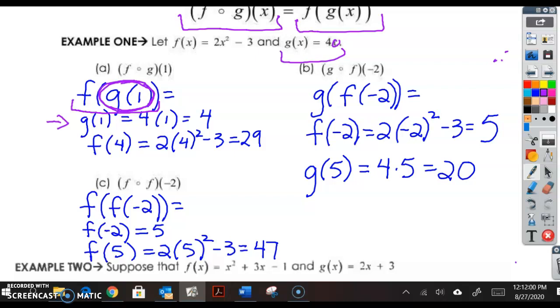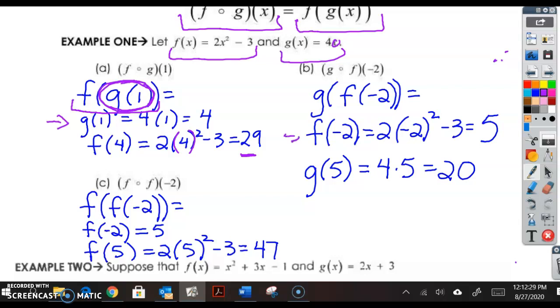So f of 4, because 4 is the same as g of 1, f of 4 is, well now, here's our f of x, 2x squared minus 3. We're going to have to substitute 4 in everywhere we see x. So 2 times our x, which is 4, squared, minus 3. So f of g of 1 is 29. There's your answer. So we're going to be g of f of negative 2.